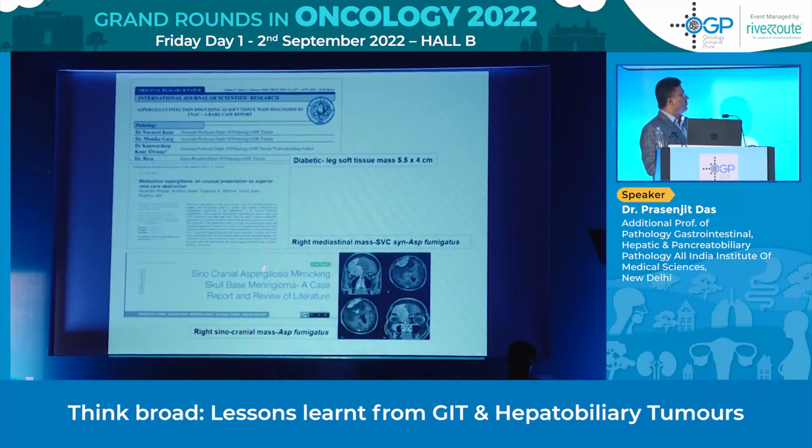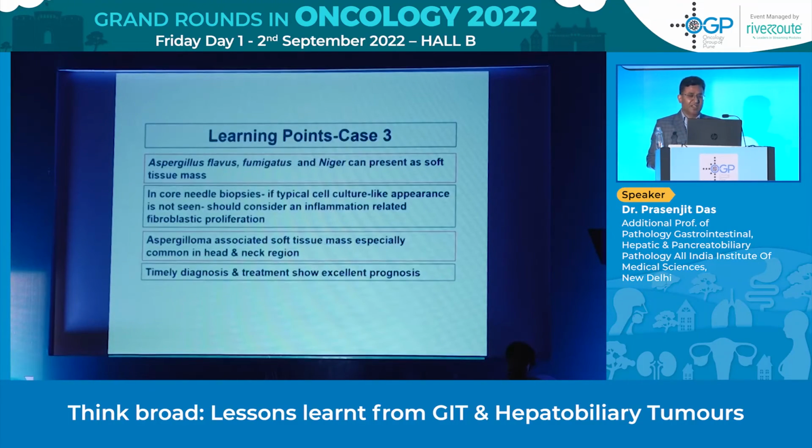There are more examples. So what I want to say is that very rarely we can get this type of example where we are really pressed, and radiologists say this is a tumor, and the clinician also says this is a tumor, just tell us the type of the tumor. You will see this type of presentation. And we found that there are a few variants of Aspergillus, like flavus, fumigatus and niger, which can present as soft tissue mass. I showed you some examples.